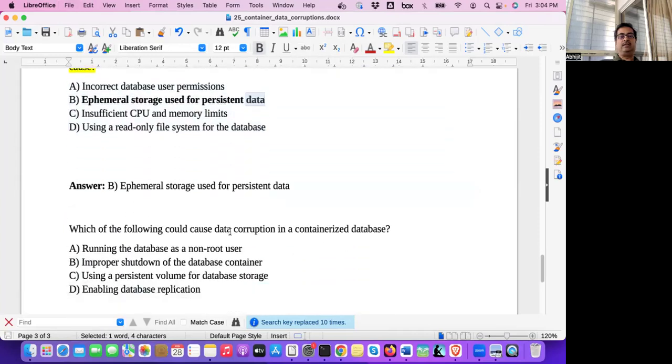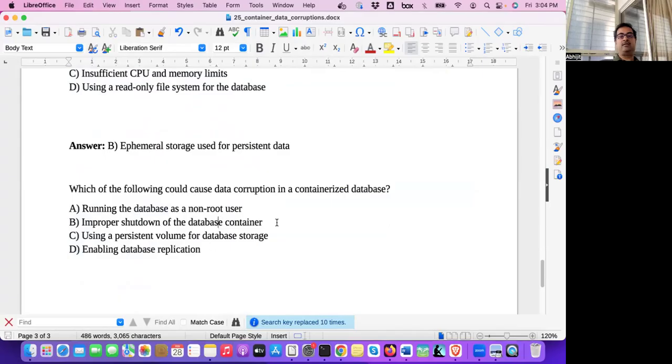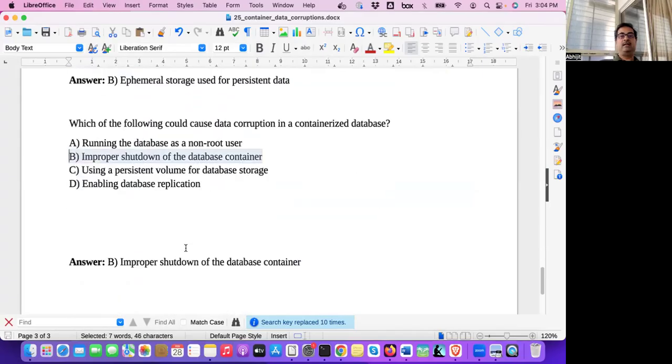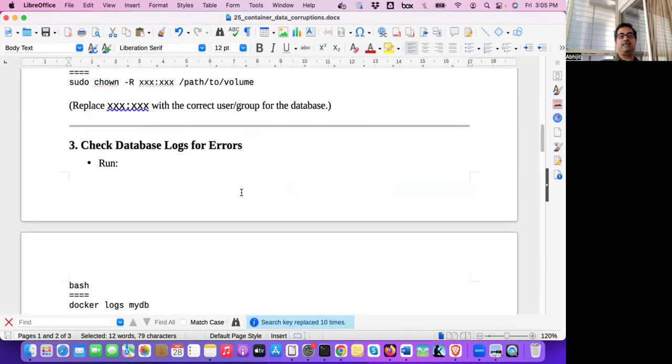The next question is: which of the following could cause data corruption in a containerized database? Running the database as a non-root user, improper shutdown of the database, using a persistent volume for database storage, or enabling database replication. So again, the answer is B. Improper shutdown of the database container can cause corruption in a containerized database. But there are several other reasons, as we have seen here.